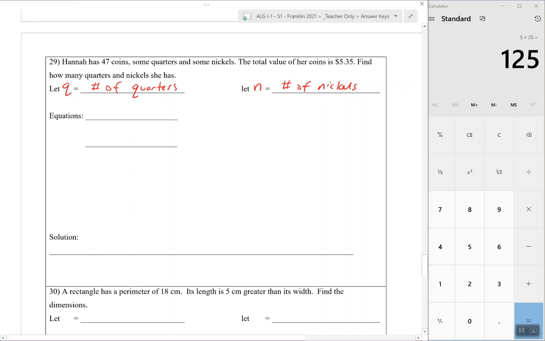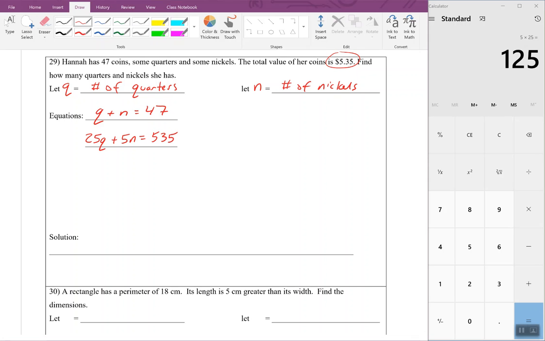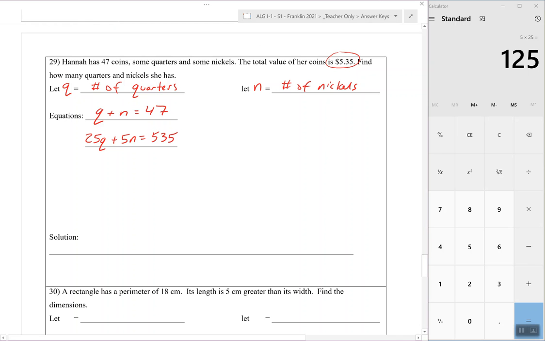So remember our equations here. The first one is just the number of coins. So that's Q plus N equals 47. And for the second one, we will apply the value of each coin to it. So that's 25Q plus 5N equals the total amount, 535. We're going to use 535 because we're going to take away all the decimals here. And there's a good system. So we're going to solve this using elimination.